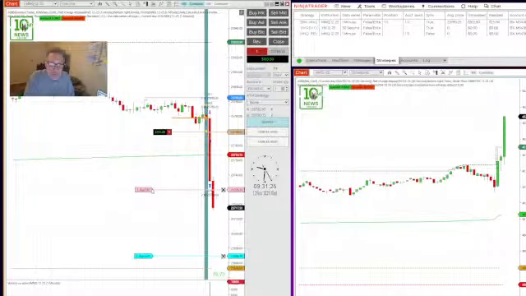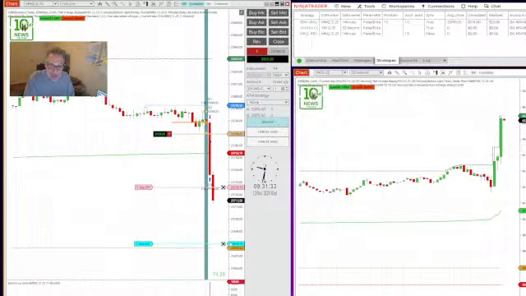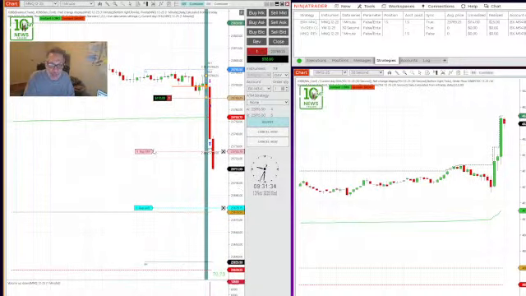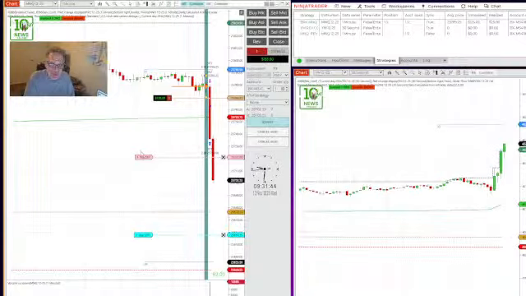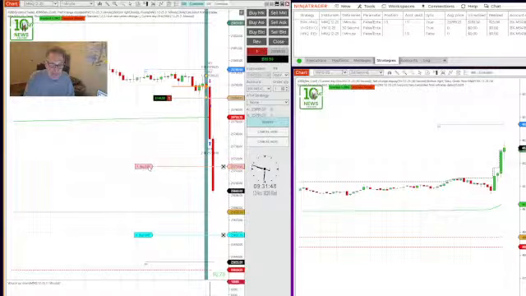Let's see what we can get. Still trailing. Keep expanding that target. Why not, right? Why not keep expanding your target as it keeps trailing? I would be absolutely shocked out of my mind if this goes to the low of the day. That's incredible. Absolutely incredible. That's where I'm putting my target. Down by the low.